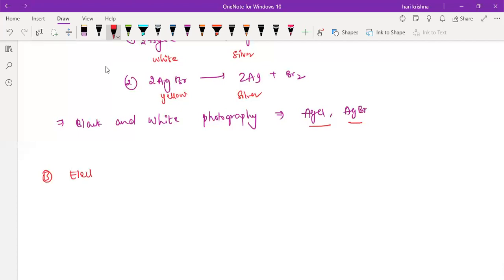Electrolytic decomposition. So what is electrolytic decomposition? Decomposition through electricity. Decomposition happens in the presence of electricity. In this, we have the electrolysis experiment.